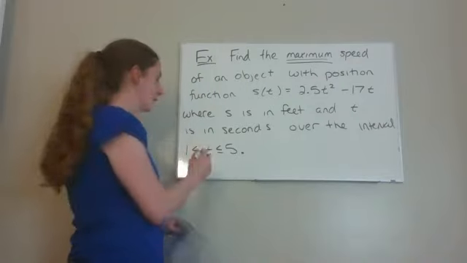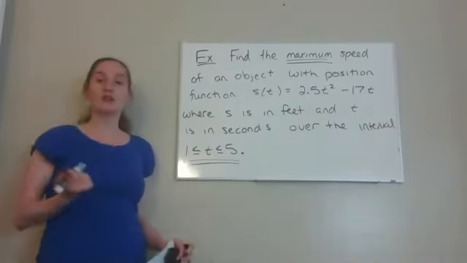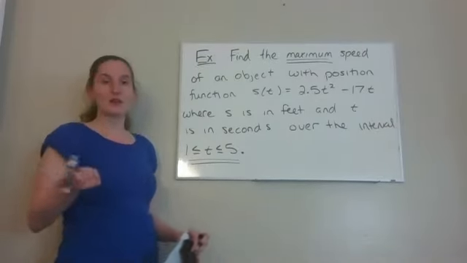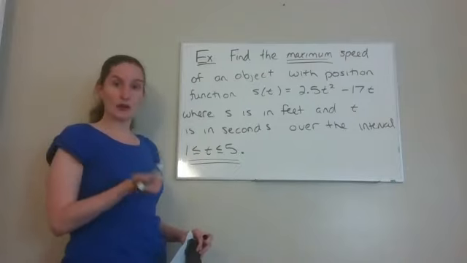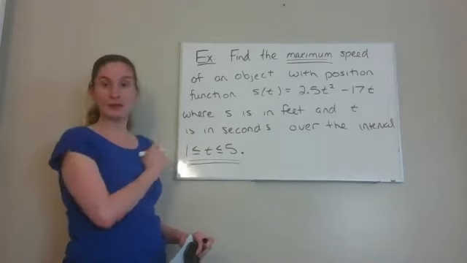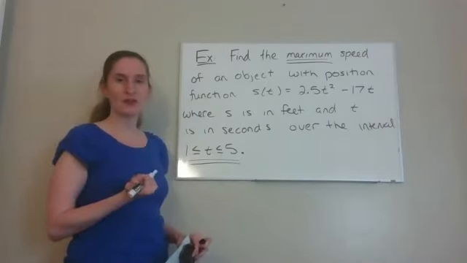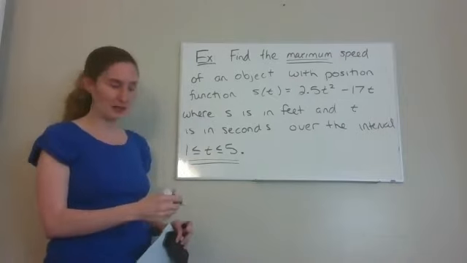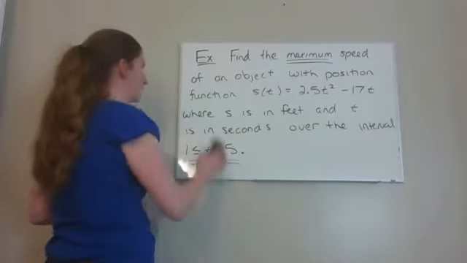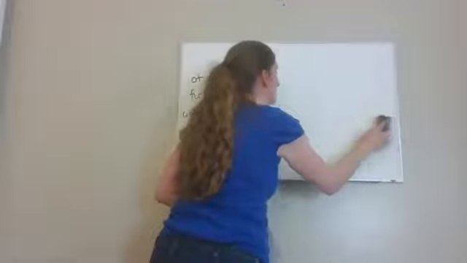And then, since we have this interval here, which is a closed interval, we're going to use the closed interval method for finding the max or the min, which means we would have to plug our critical values into our speed function and plug these endpoints into our speed function. Whichever one gives us the highest result is going to be our maximum speed. So first, let's find that speed function.